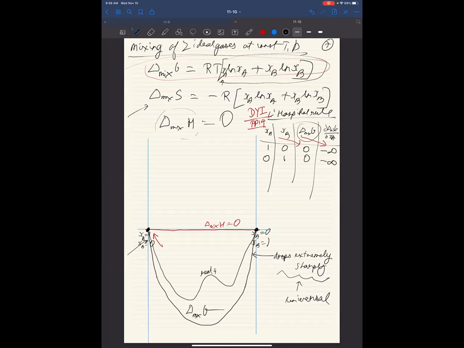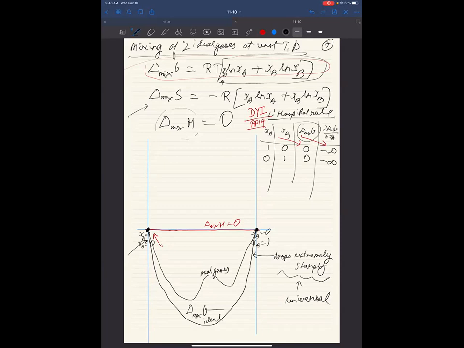For real gases or real materials, you can get little bumps in the middle. This is not possible for ideal gases, but for real gases the bump in the middle is possible. Even real gases can show a behavior which looks very smooth, just like one curve, but you can have very, very complicated behavior. You can have one bump, you can have two bumps, as many as you wish. So that's our delta mixing G.